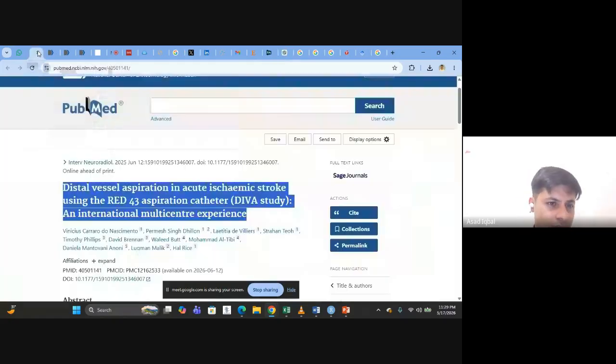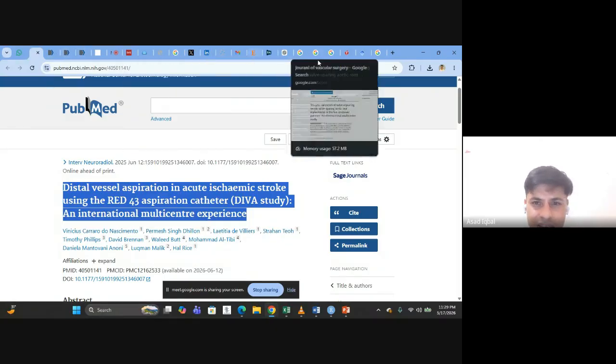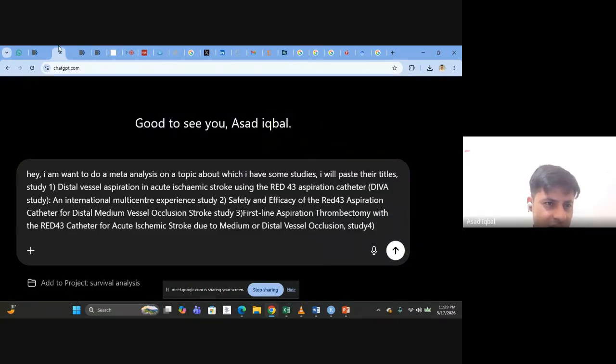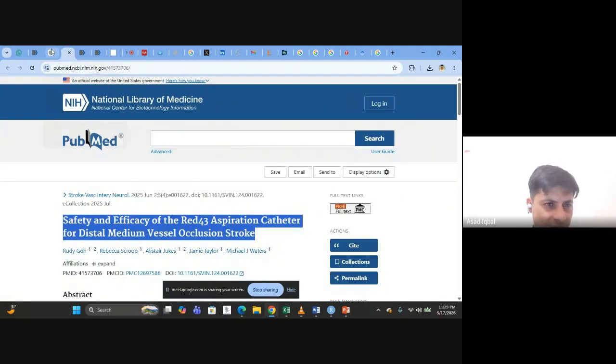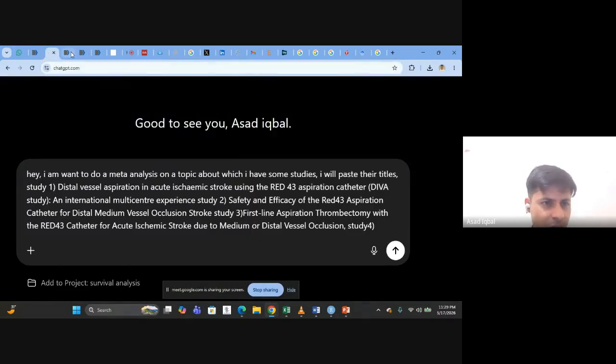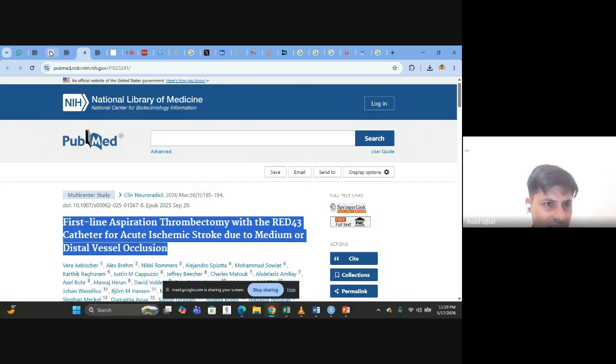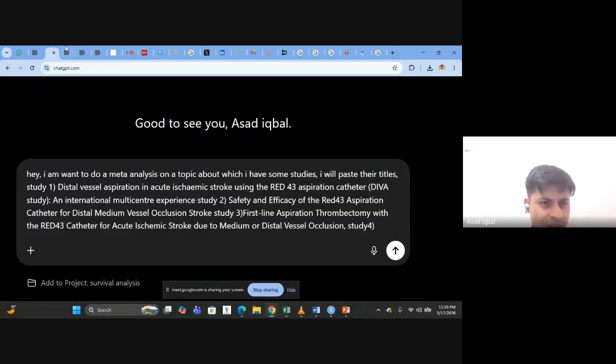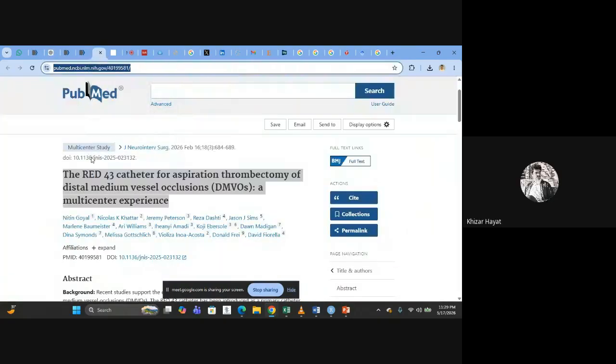Where is study 4? This is study 1, right? This is distal lesson. What about study 2? This is safety and efficacy. What about study 3? This is first line aspiration. Are those study title words what we use in the search strategy?